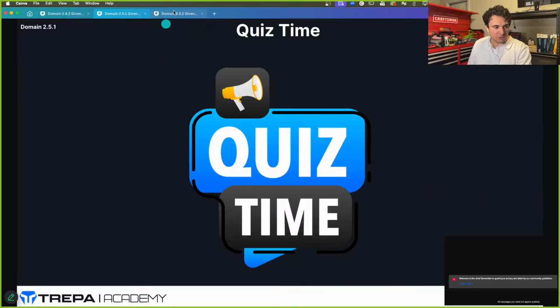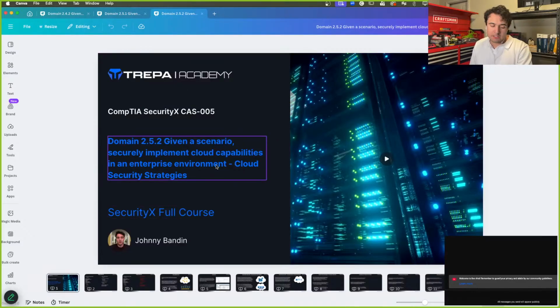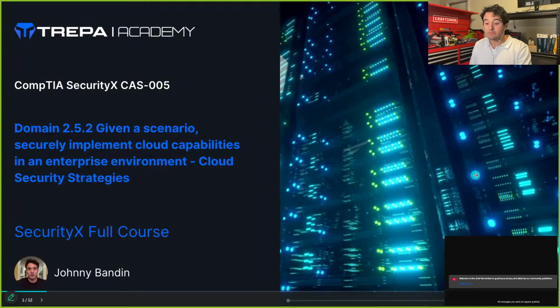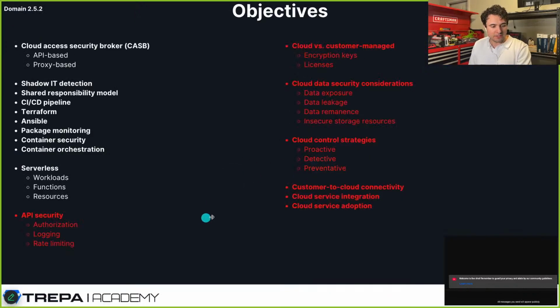Okay, let's go ahead and continue. So now going over domain 2.5.2, we're going to go over cloud security strategies. Okay, so here are the objectives we're going to go over.